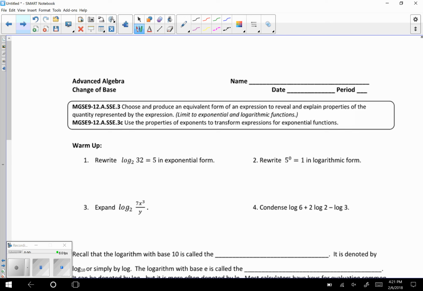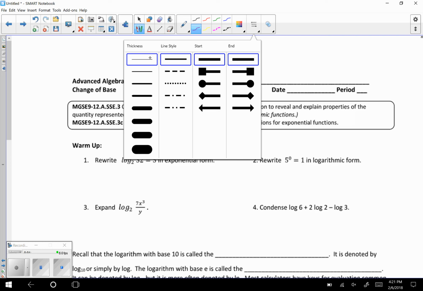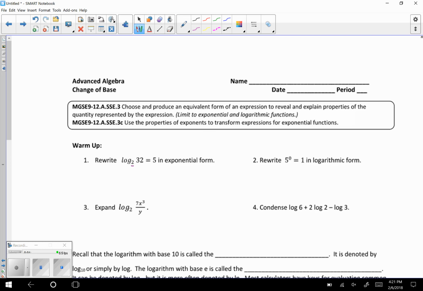All right, so number 1, you're rewriting log base 2 of 32 equals 5 in exponential form. So you're going from a log to an exponential. So if you remember, we start at the base, which is 2. I go around the world, so I'm going to get 2 to the 5th power equals 32. Okay, and we know that's true. 2 to the 5th equals 32.